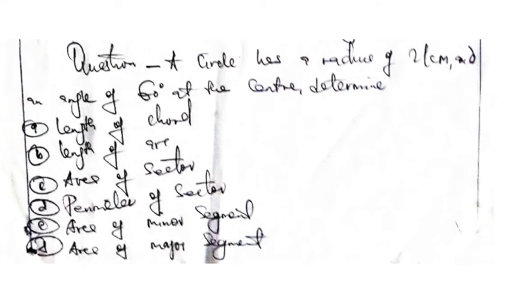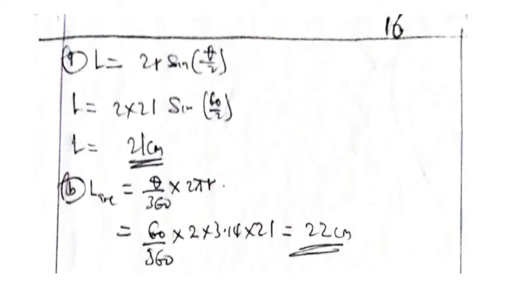Question. A circle has a radius of 21 centimeters and an angle of 60 degrees at the center. Determine A, the length of the chord, B, the length of the arc, C, the area of the sector, D, perimeter of sector, E, area of the minor segment, and F, area of the major segment.